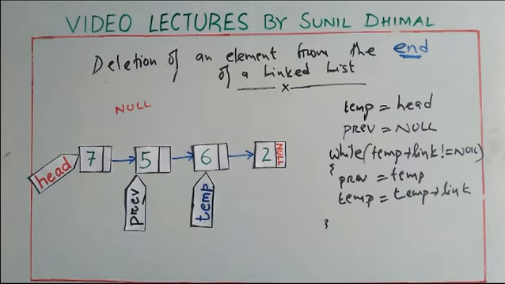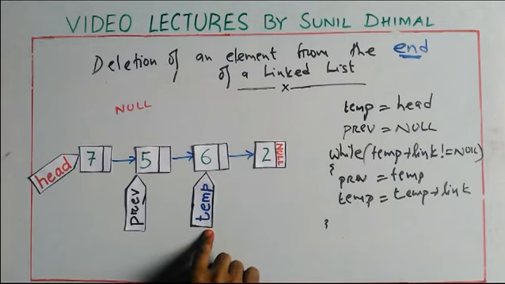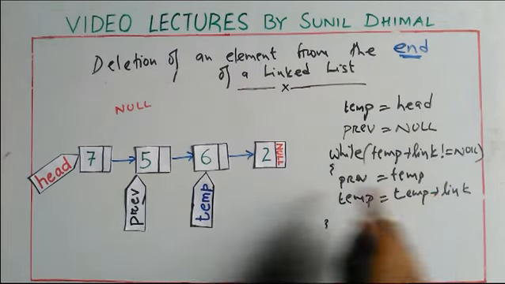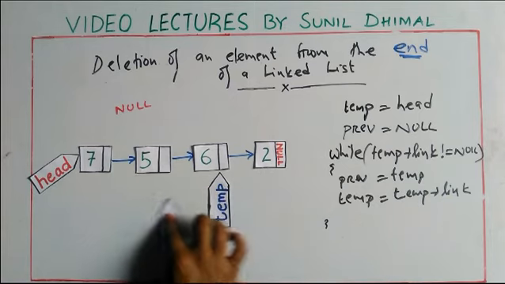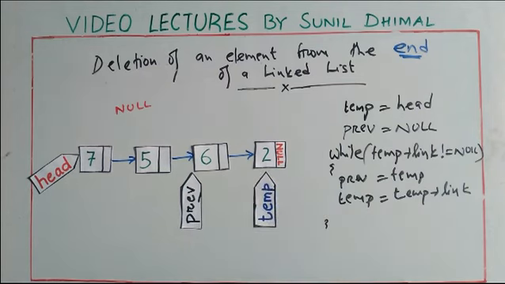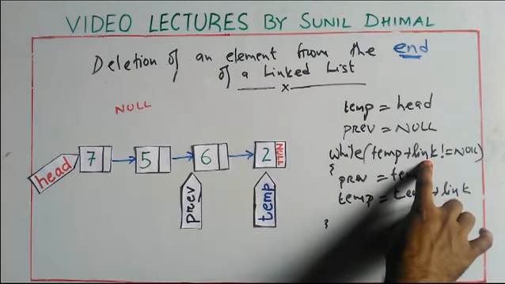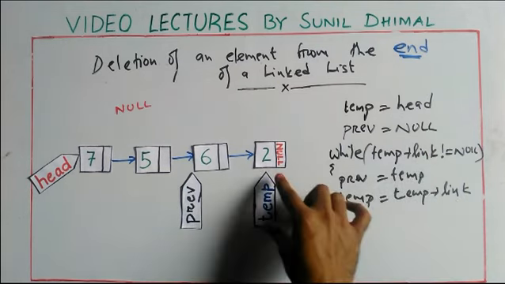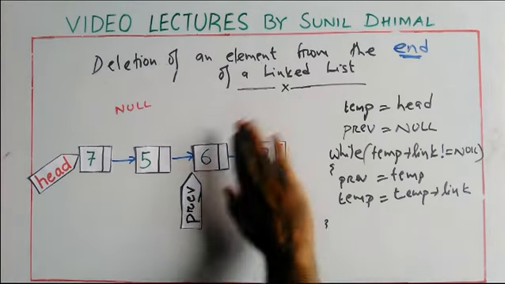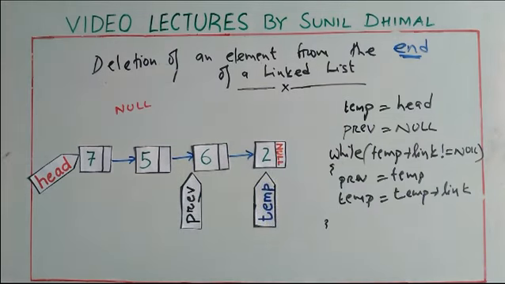So far I have not made temp point to the last node, so I need to repeat it one more time. So previous is pointing to this one, and temp is pointing to the next node. Now this condition is false, because temp of link is null now, right? Now I can simply free this node. I can remove this node from the list.